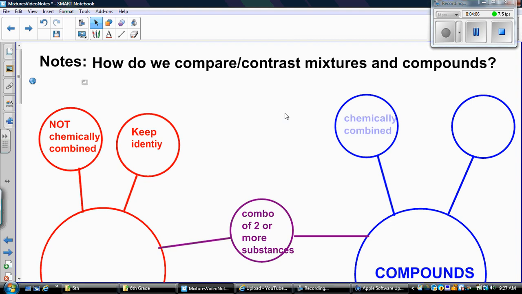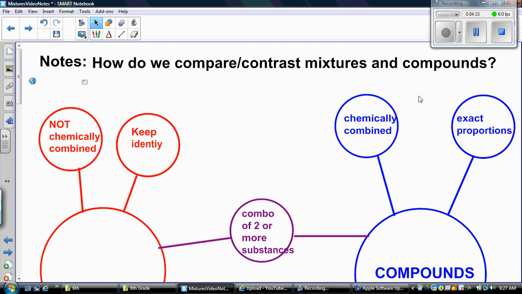Okay, and then the differences with compounds. Compounds are chemically combined. The difference between physically and chemically combined usually means that the elements have to have a lot of energy and they form a very strong bond between the 2 elements that are combined. That's what chemically combined means. Which also means that there are exact proportions.